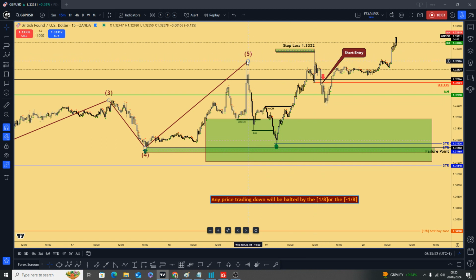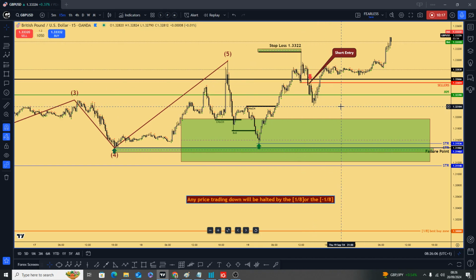Even after traveling above or trading above this high, it came down and it broke the previous higher low. That is where we entered the trade. We had a retest and a continuation. And I remember posting the trade.